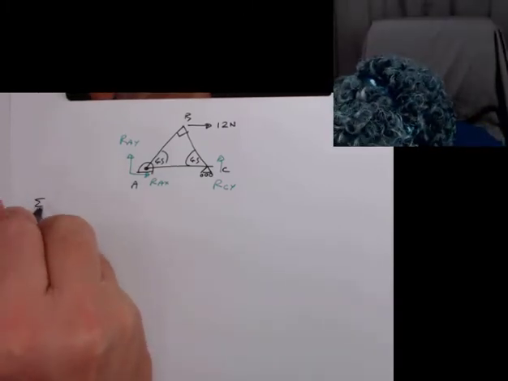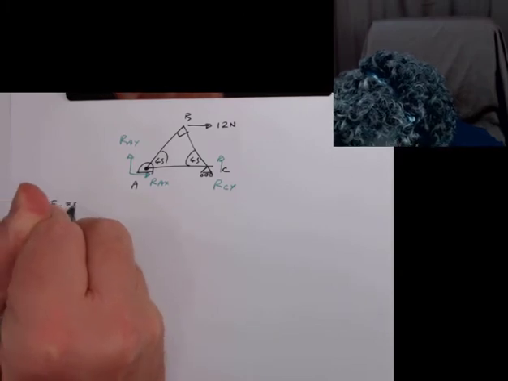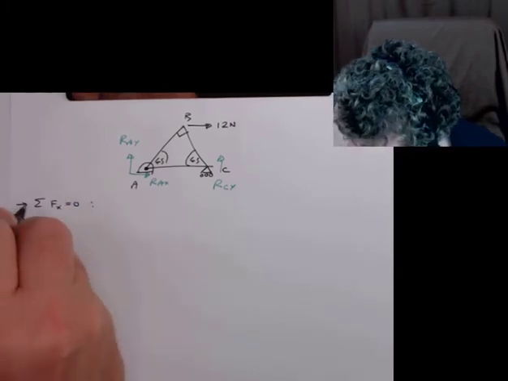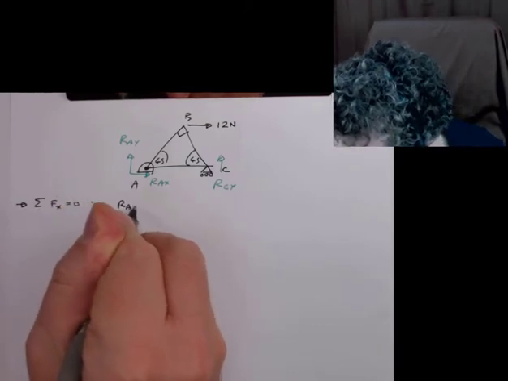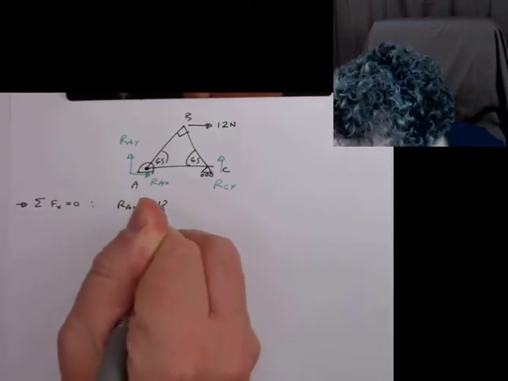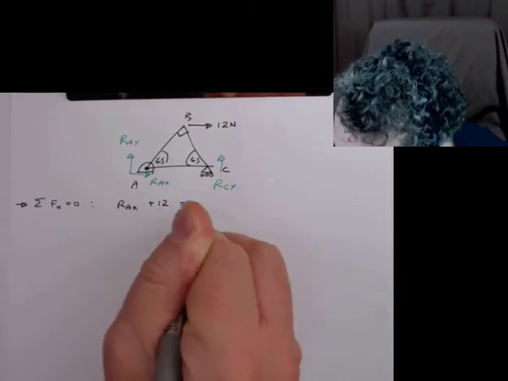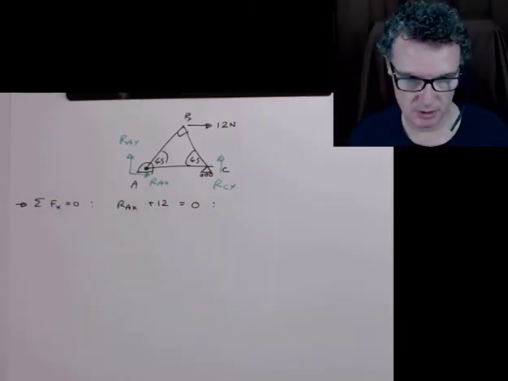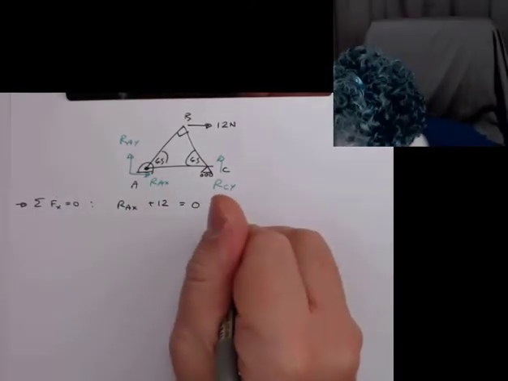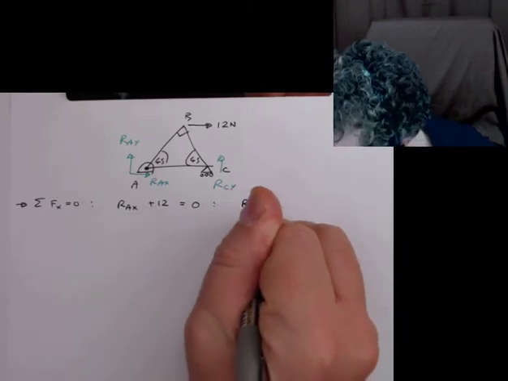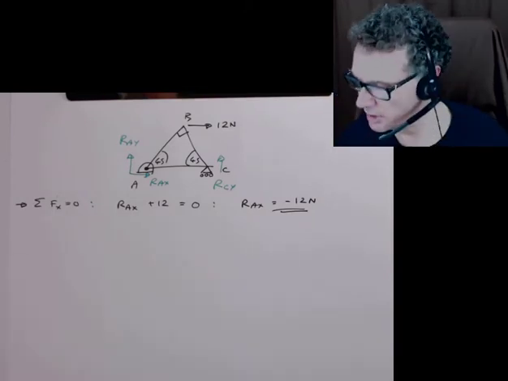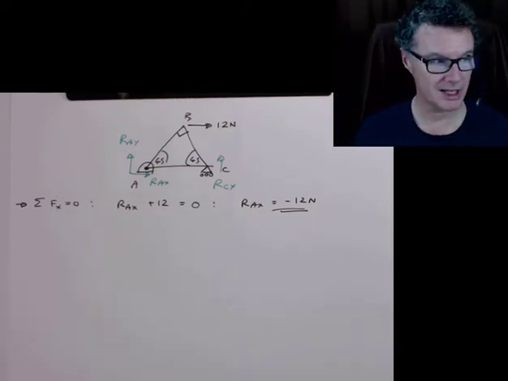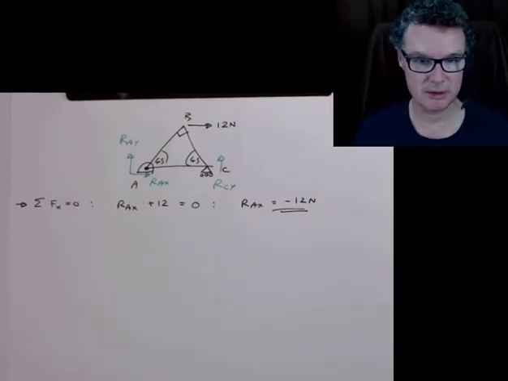So let's go through the process. We'll sum up our forces in the x direction. This time I can see that we have RAX plus 12 equals 0. Imagine I've done a new line there. And that gives me that RAX equals minus 12 newtons. Okay, so my hinge now, from left to right, is actually going to give me a value this time.